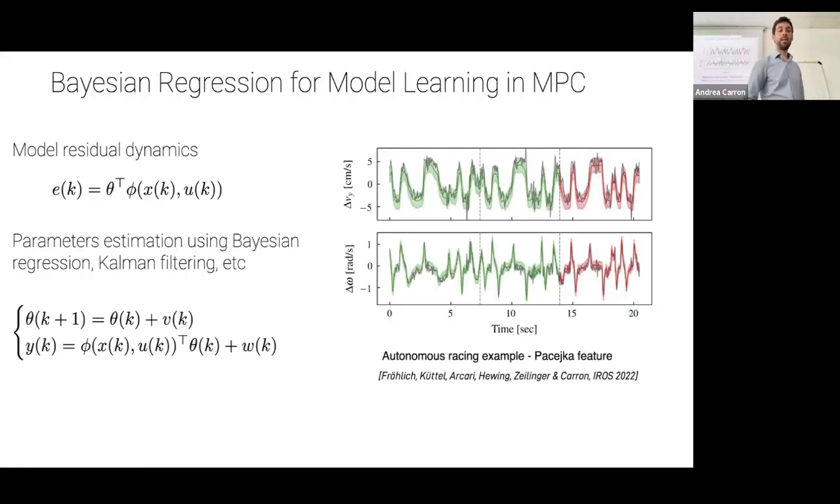Now, here is an example of how it works on some real data. You can see that we used some physics-informed basis functions that are trying to mimic the Pacejka model for tires, and we can see that we can actually learn decently well the macro behavior of the error.